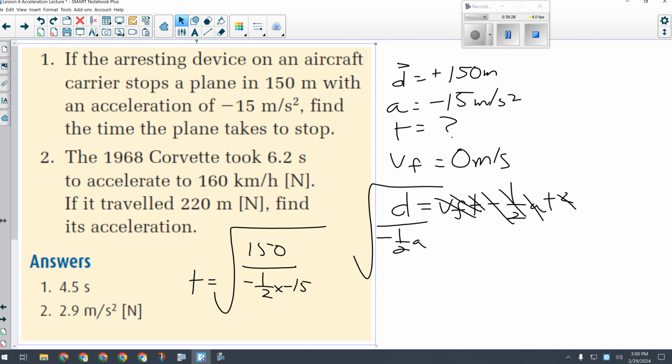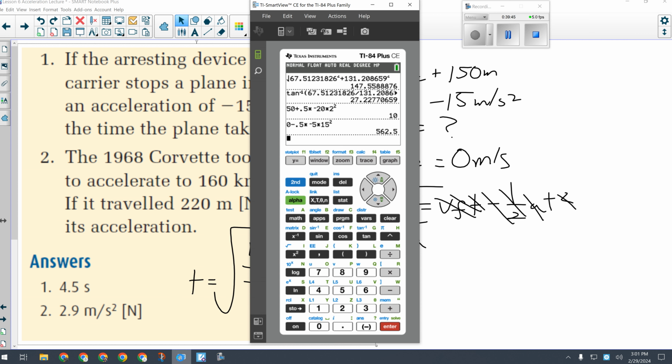This is where the negative becomes important. If you forget one of them, your calculator is going to have a conniption fit when you try and enter this in, because you can't take the square root of a negative number. So it's important to have all those negatives in there. When we punch that in, we'll have the square root of 150 divided by negative 0.5 times negative 15. All right, 4.5 seconds would be our time.